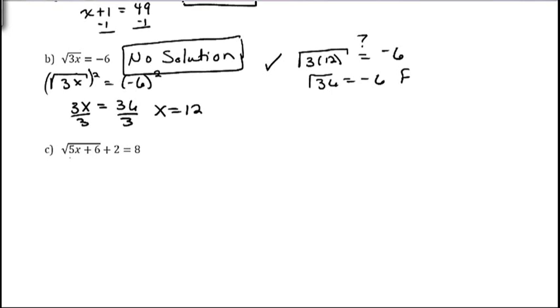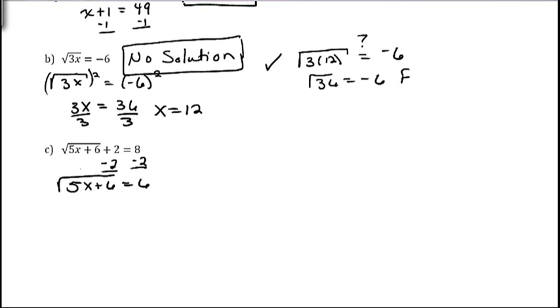Our next example here, we have the square root of 5x plus 6, and then plus 2 outside of the square root is equal to 8. You need to have this square root by itself before you can square both sides. So the first thing I need to do is subtract this 2 from both sides. That gives me square root of 5x plus 6 is equal to 6.